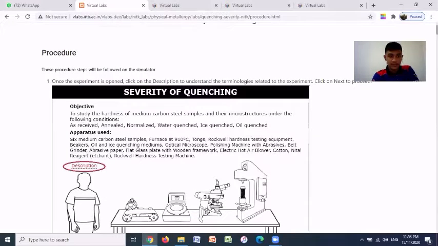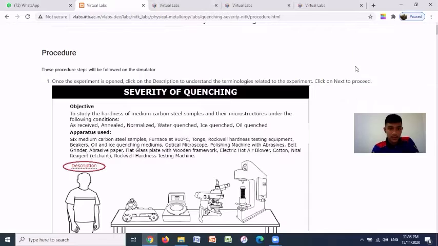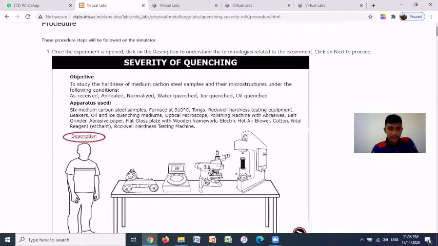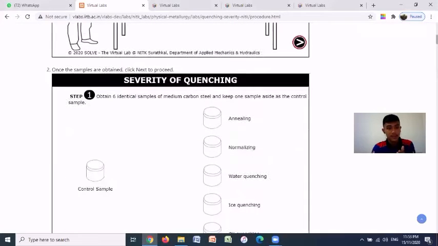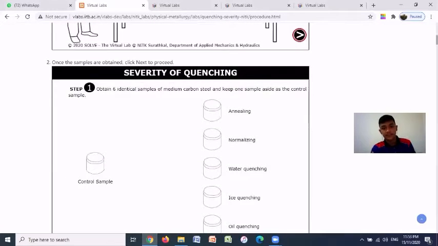Okay, first, the screen is open. Click on the description to understand the terminology related to the experiment, and then click on the next to proceed. Okay, so ini adalah description. Okay, you can see this objective dia. Okay, objective dan step pertama dia.